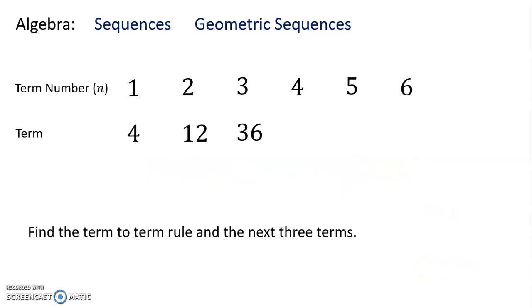Okay, so here's another example of a geometric sequence. So remember, you are multiplying every time to get your next term. Could you pause the video and find the term-to-term rule and then generate the next 3 terms?